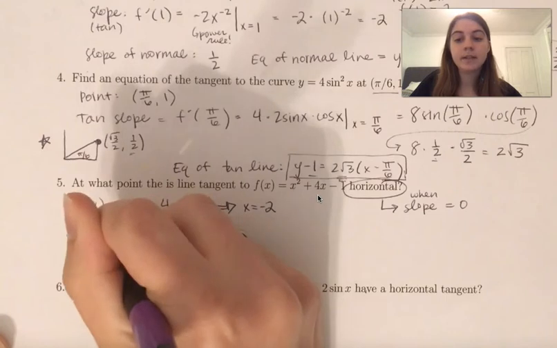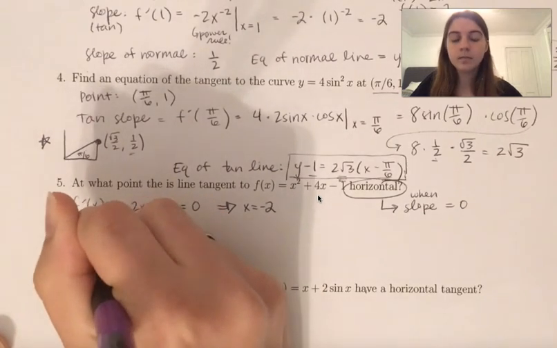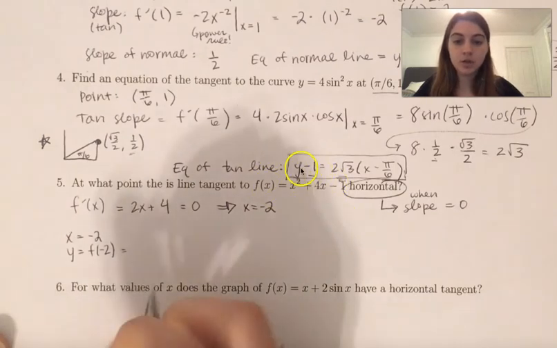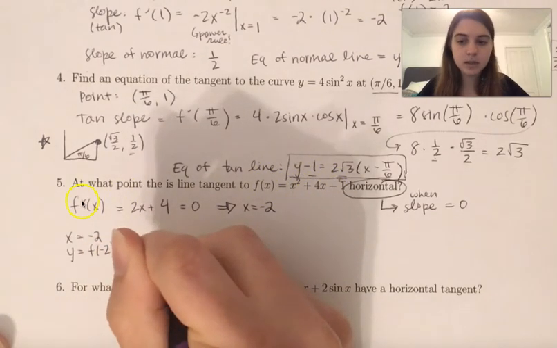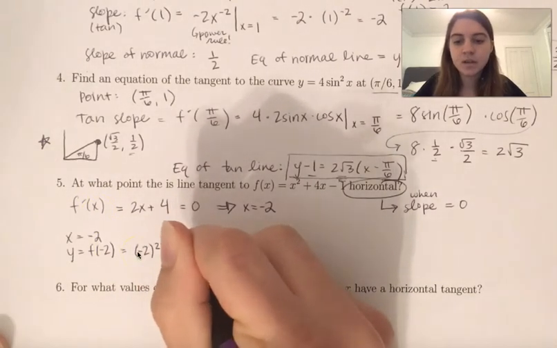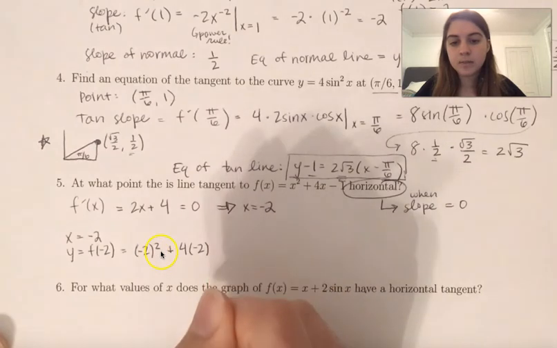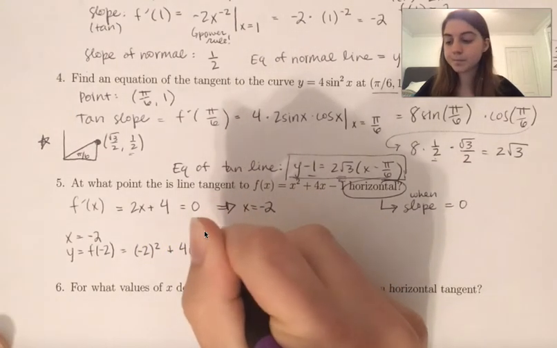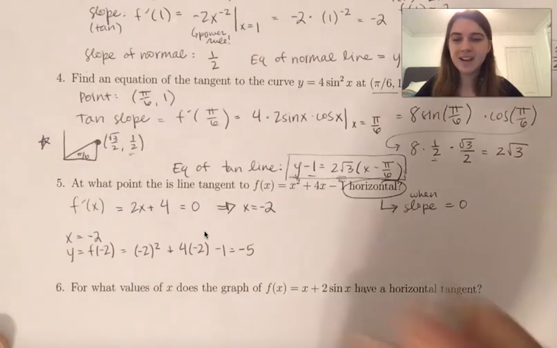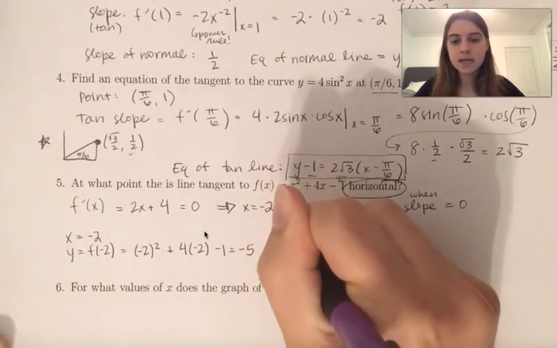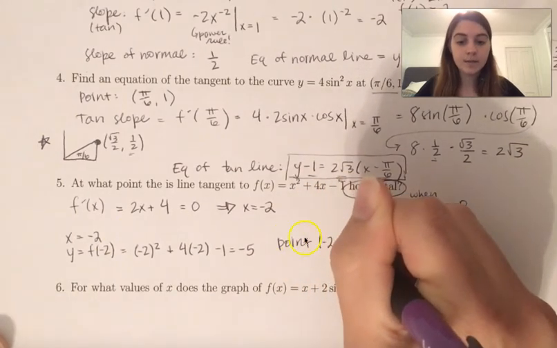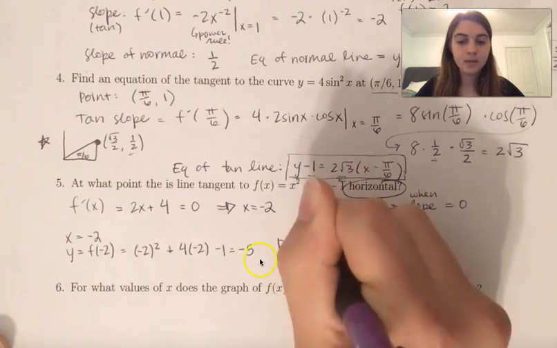And now that we know x is negative 2, we say, what is y? That would be f of negative 2. So we plug that back into this original. We're going to put negative 2 in here, not into the derivative, because that would just give us 0. So negative 2 squared plus 4 times negative 2 minus 1. And I believe we get negative 5. I'm off with my signs today. And now we have our point, which is negative 2, comma negative 5.